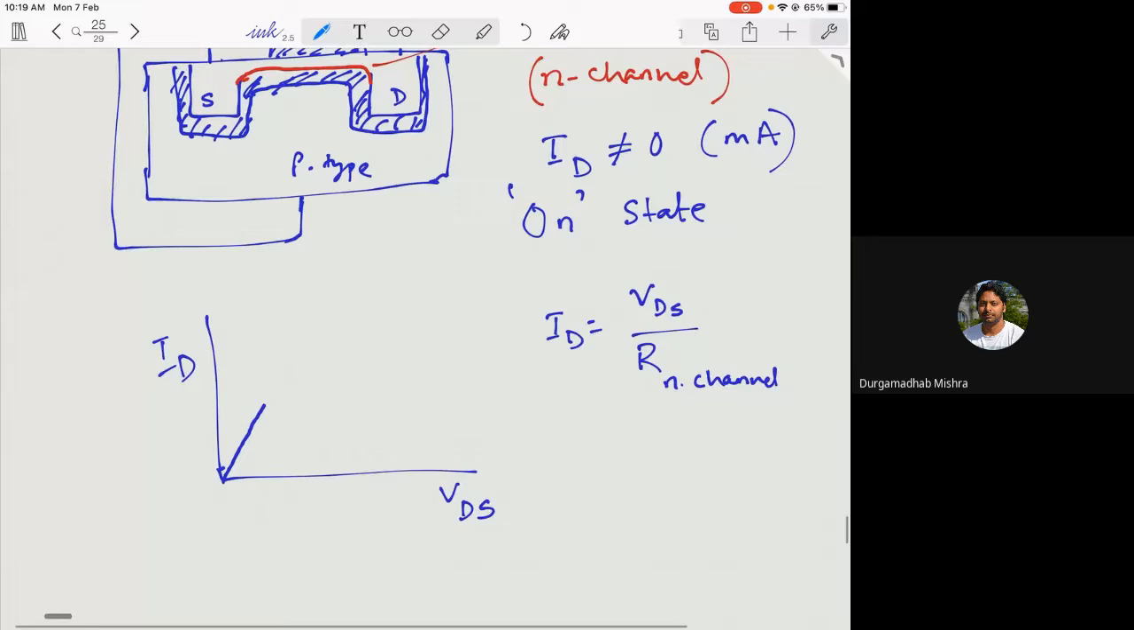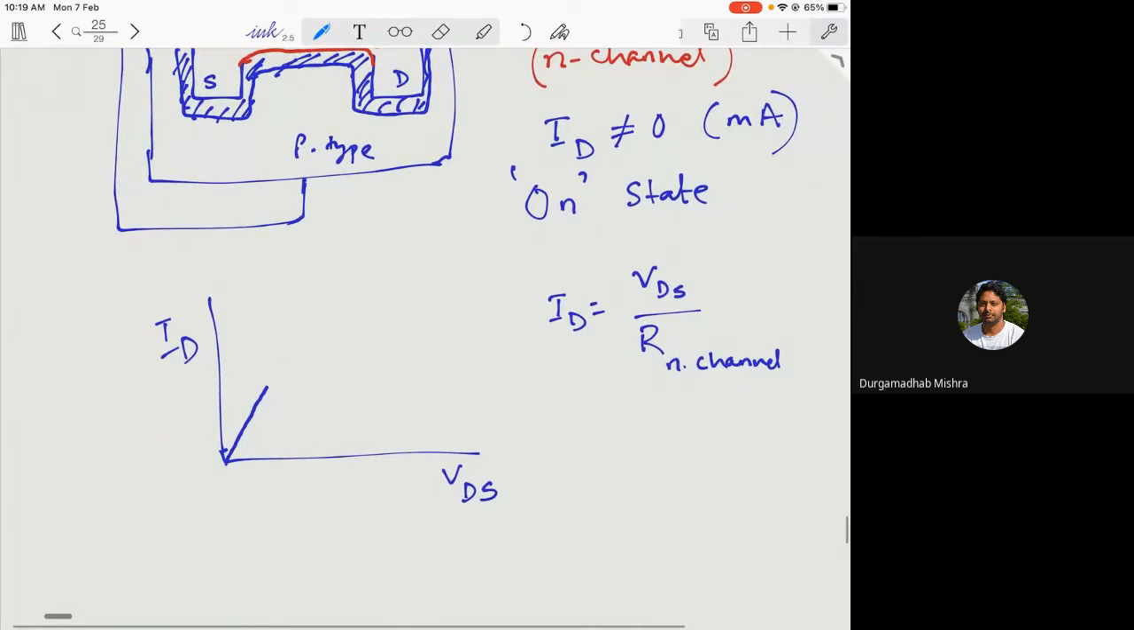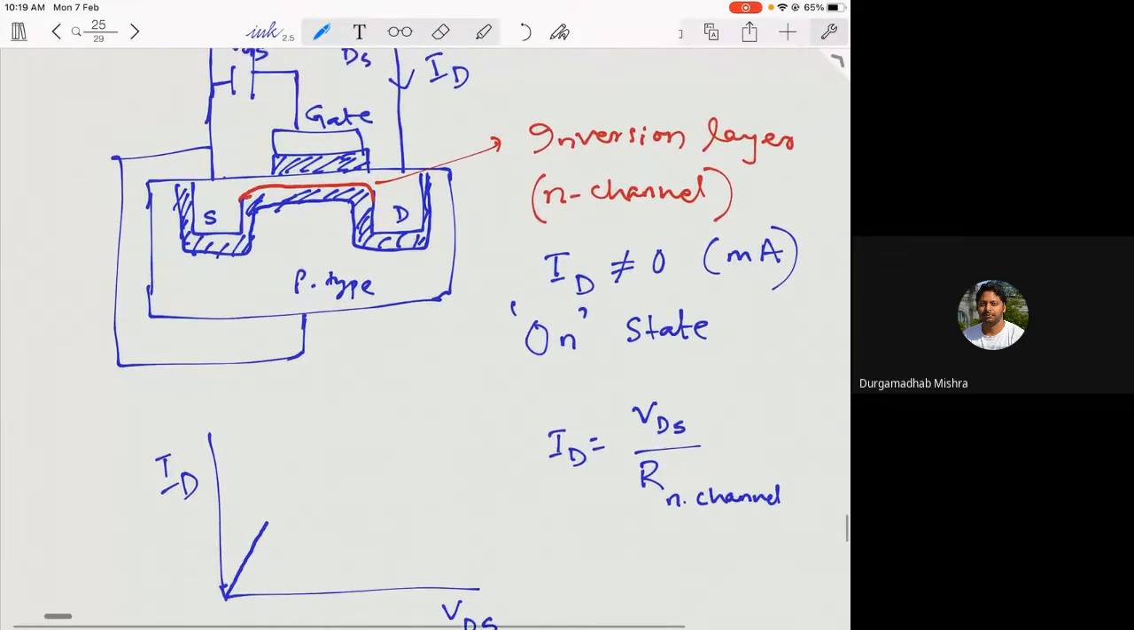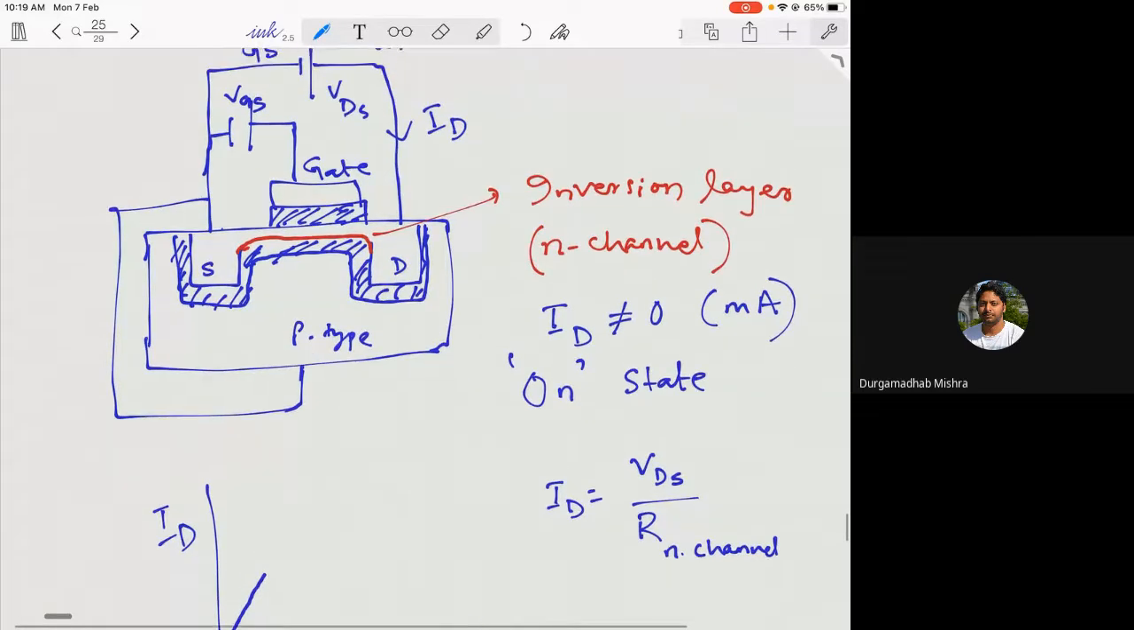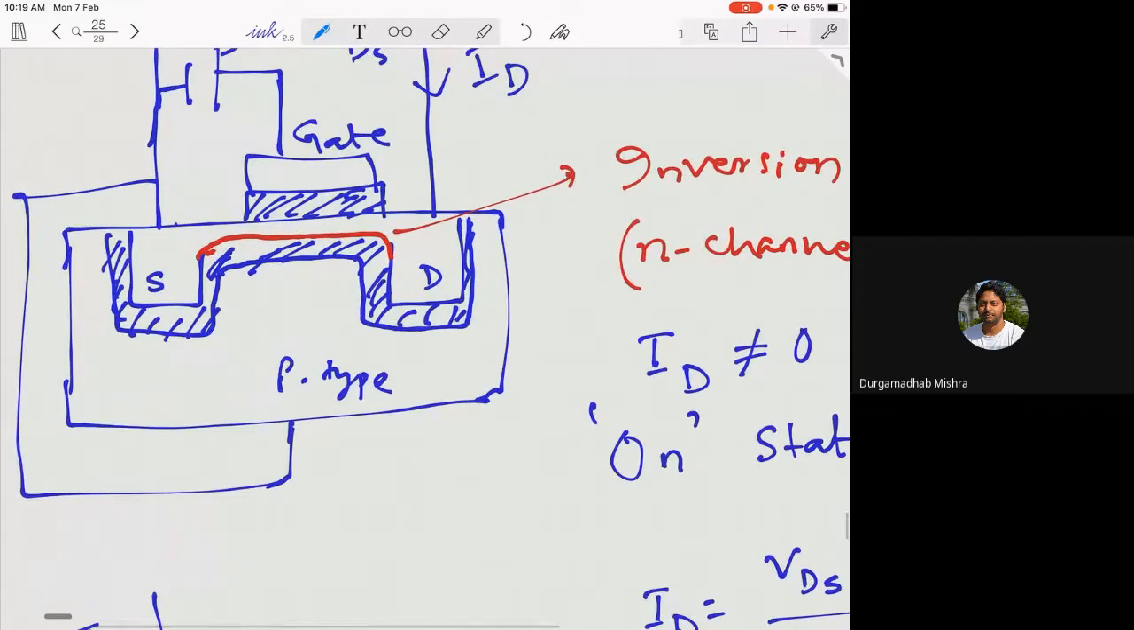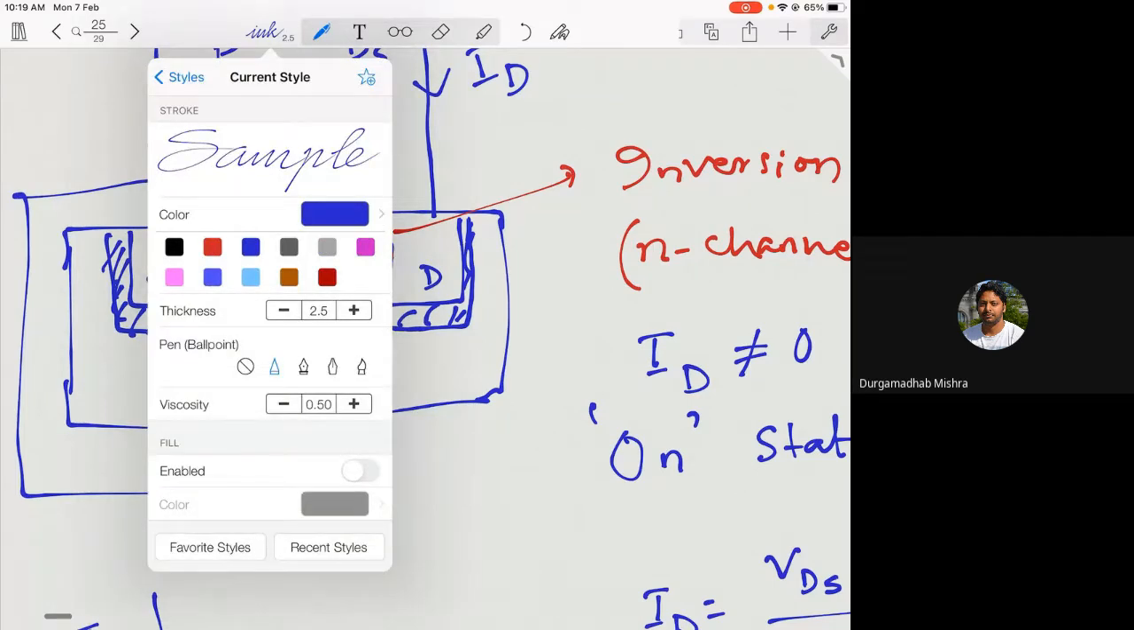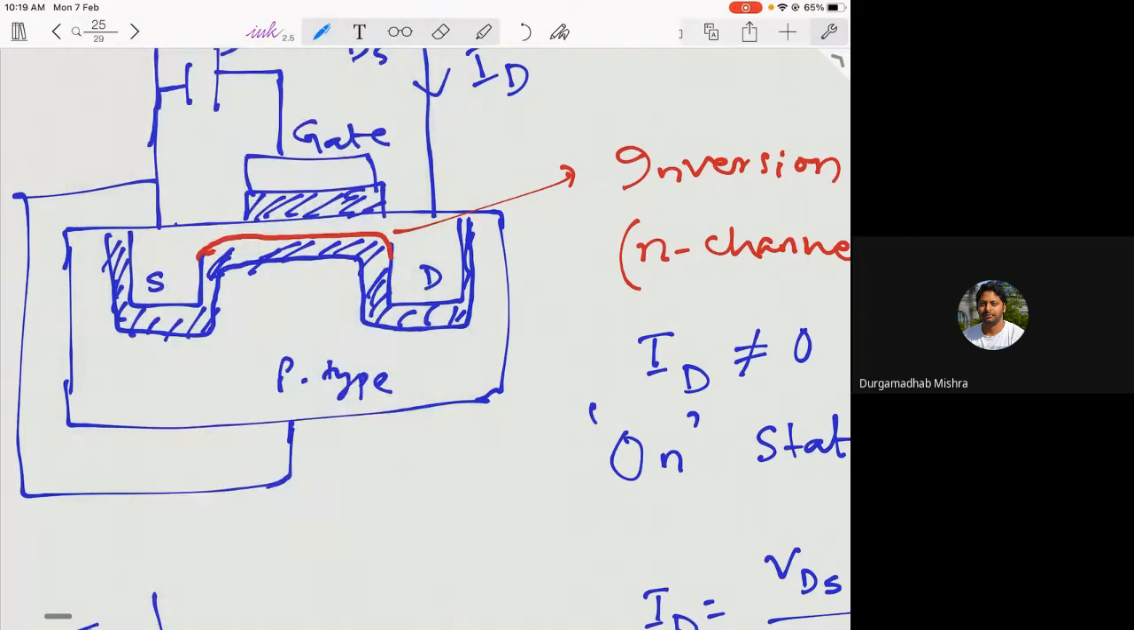And now if I increase the VDS further, what would happen? Let's look at 2 points here. This is one point, let's call it point A, and this is another point, point B. They are very close to the boundary, or almost close to the depletion region. So what would happen?